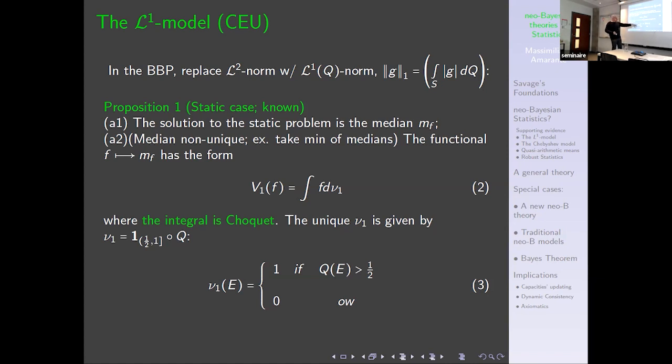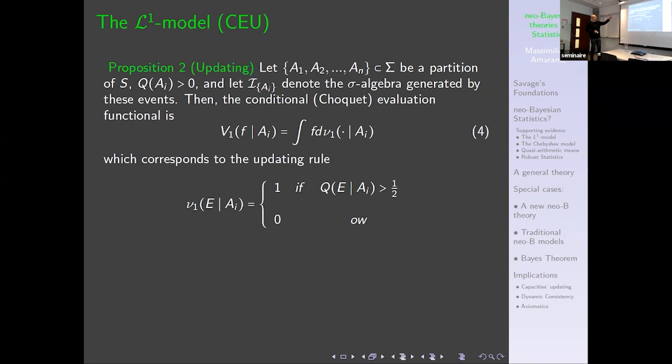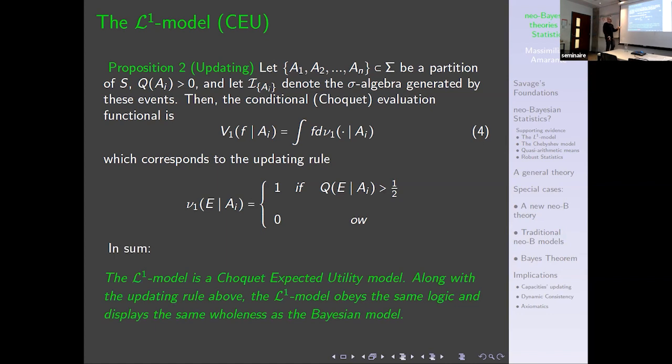In particular, the capacity is unique, and it is given by this. If you solve the dynamic problem with the L1 norm and the L2 norm, you get the conditional evaluation function that is again a Choquet integral, and so implicitly you get the updating rule that is associated with this process, which is this one. So the bottom line is, once you replace the L2 norm and the L1 norm, on the right, you find something that looks a lot like standard probability theory. You have just changed the notion of approximation.